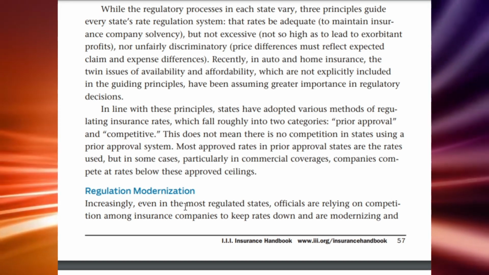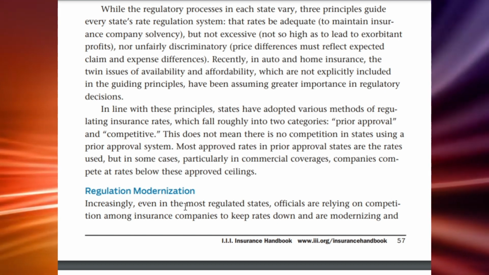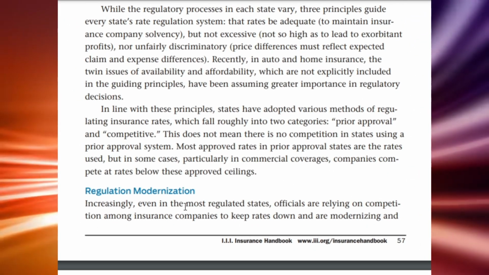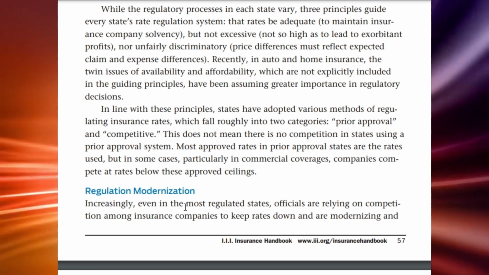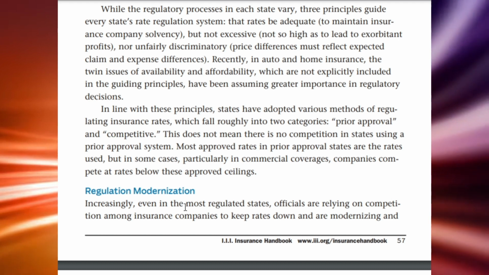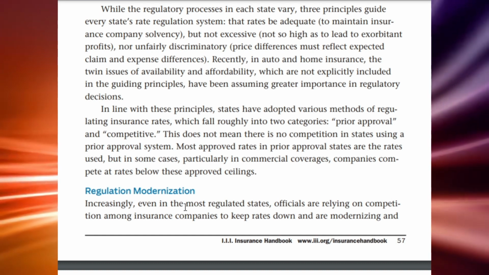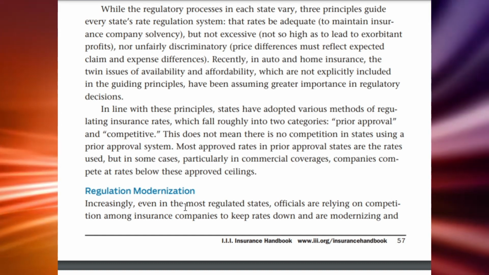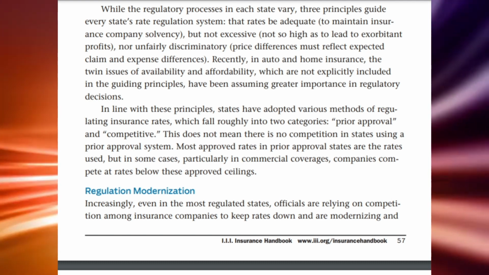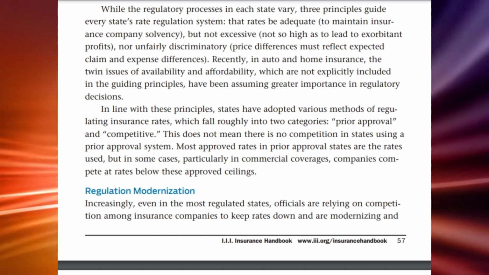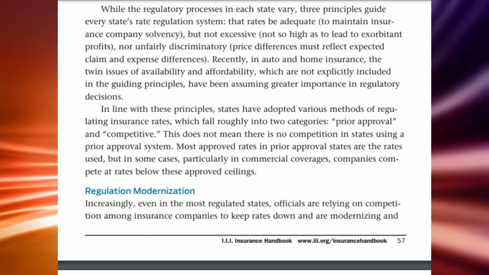In line with these principles, states have adopted various methods of regulating insurance rates, which fall roughly into two categories: prior approval and competitive. This does not mean there is no competition in states using a prior approval system. Most approved rates in prior approval states are the rates used, but in some cases, particularly in commercial coverage, companies compete at rates below these approved ceilings.